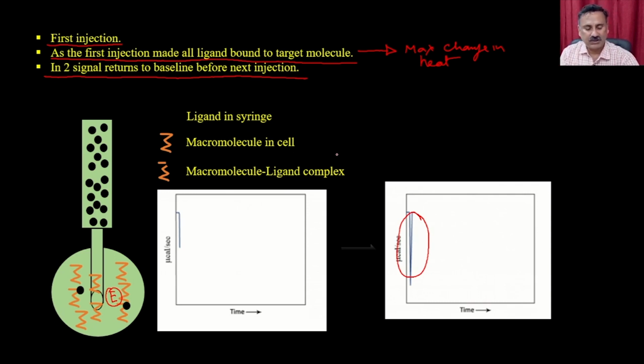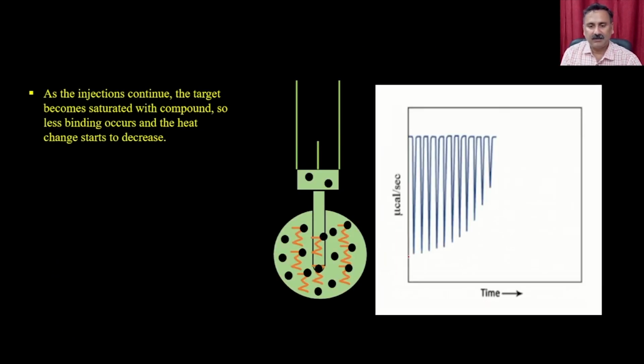When you do the next injection, what you will see is that this height or depth keeps reducing, because the number of substrate molecules that bind is not going to be 100%, right? Ultimately it is going to get saturated like this. As the injections continue, the target becomes saturated with the compound, so less binding occurs and the heat change starts to decrease. When the ligand is not binding, it is not making any alterations, and as a result there will be a lesser amount of heat exchange.